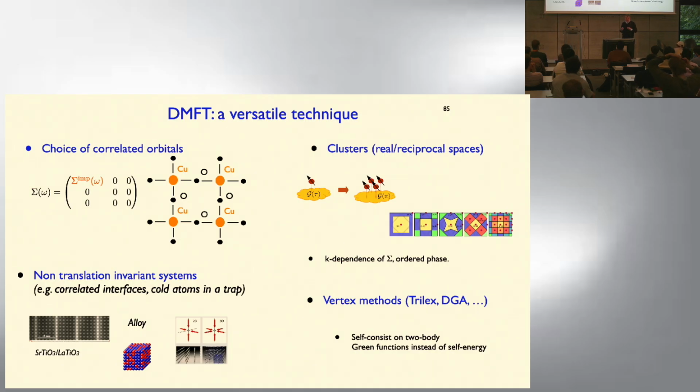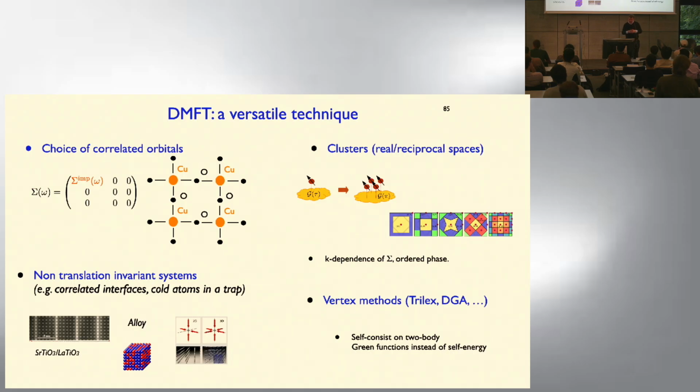We can also, because it's a real-space method, use it for non-translation-invariant systems. If you have an interface, for example, you can have different impurities at different levels, one per position in the interface, and solve them together. You can solve disordered systems like alloys. So DMFT is a very versatile technique. It's just a way of approximating self-energies in correlated systems.